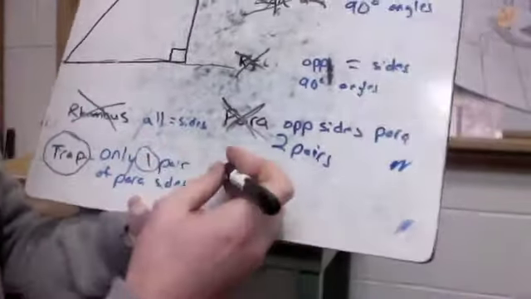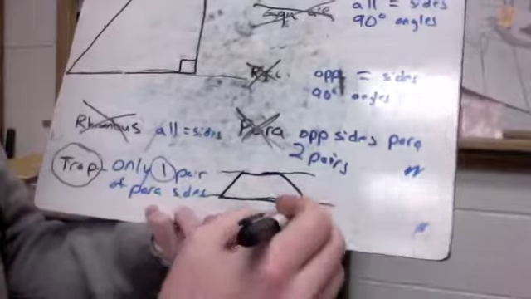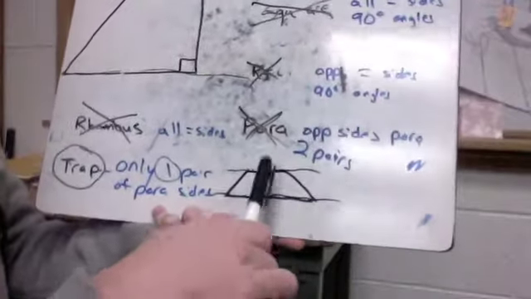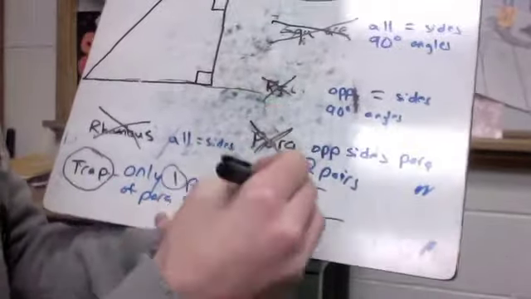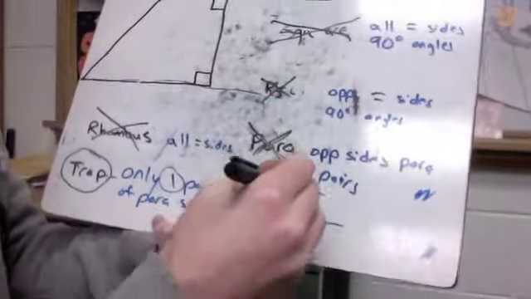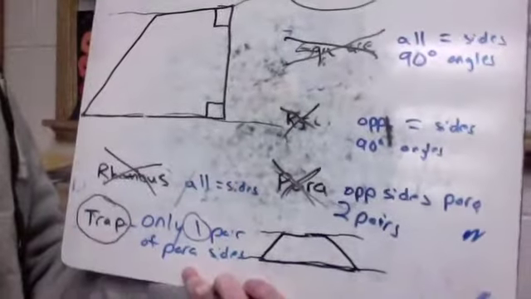Definitely a trapezoid. Okay, we've got our parallel side, one pair of parallel sides. If I draw this line up and I draw this line up, they're crossing, so they will not be parallel. This is another good example of a trapezoid.